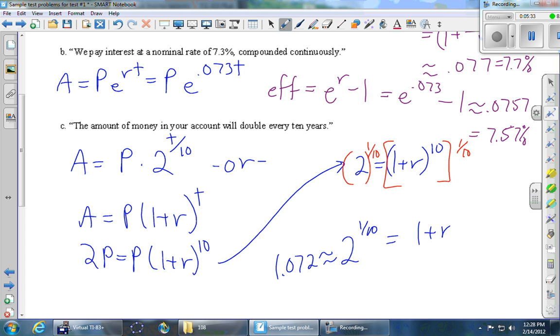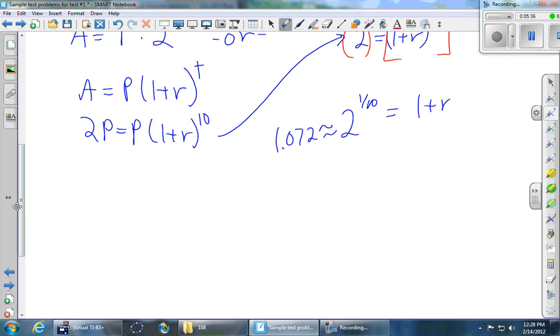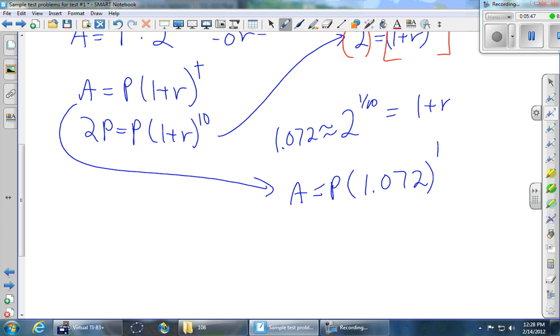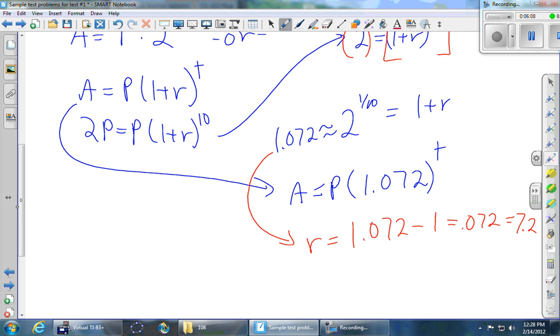And so then the formula that we're after is just this guy. A equals the principal, (1 + r), we've just discovered, is around 1.072. And that's raised to the t. And so if I'm after my interest rate, well, I think I can just grab it from this equation. r is then 1.072 minus the 1. So the effective rate there is about 7.2%.